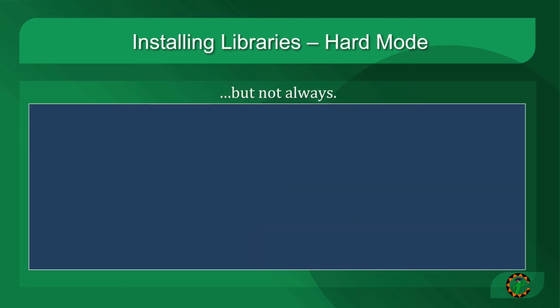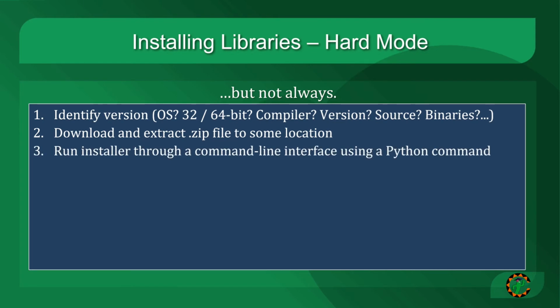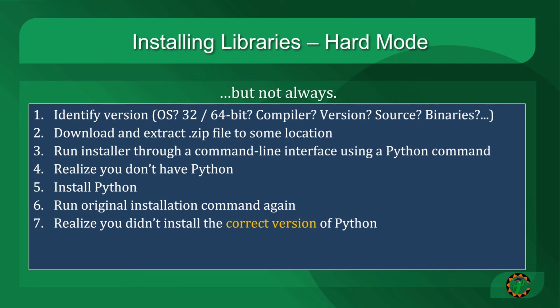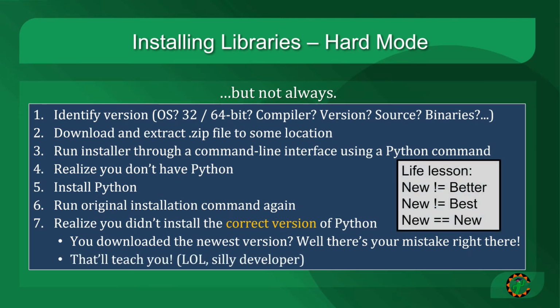Unfortunately, it's not always that easy, and a lot of times there are extra steps. For example, there might be many versions of this library. One for 32-bit OSs, one for 64-bit OSs, one for different compilers, for different compiler versions. You might have to decide whether you want to get the source and build it yourself, or to get pre-built binaries. Then after all that, you have to download and extract the archive somewhere, and maybe you have to run an installer or a command line interface using a Python command. And then you realize you don't have Python, and so you install Python. And then you run the installation command again, and then you realize you didn't have the right version of Python. Oh, you downloaded the newest version? Well, maybe that's your mistake right there. And there's a life lesson for you. Newer is not better, newer is not best, new is just new. And sometimes new means broken.